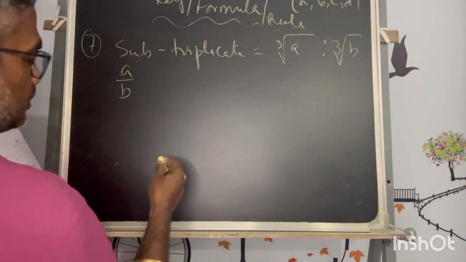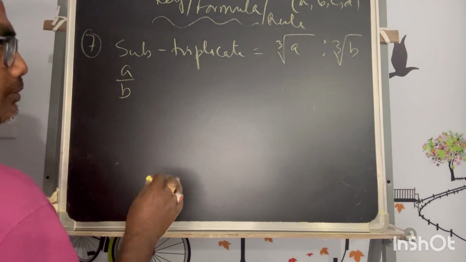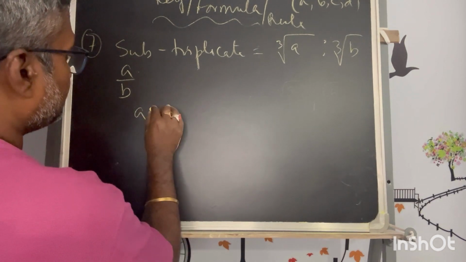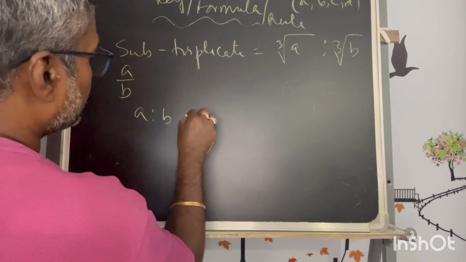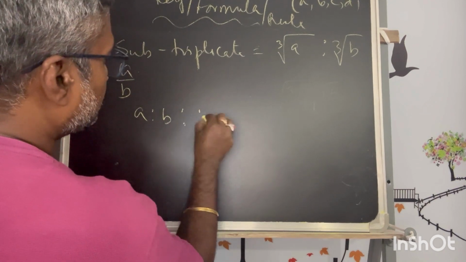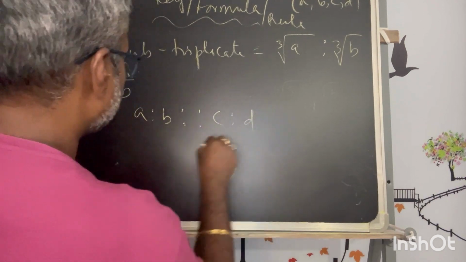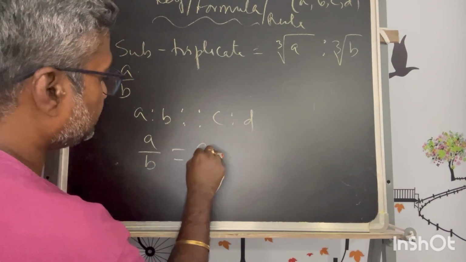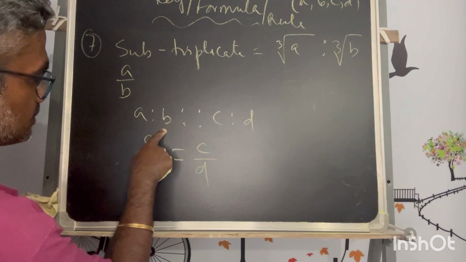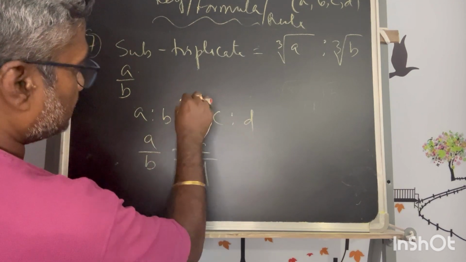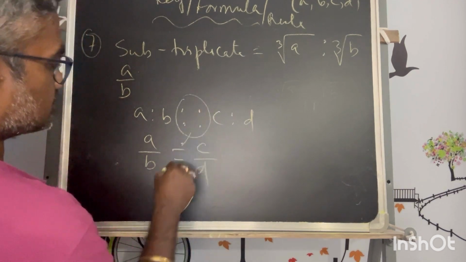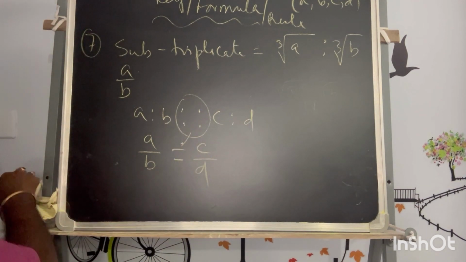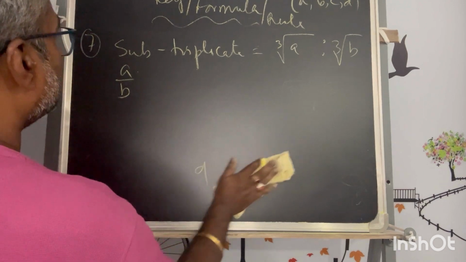One more thing, the representation of the proportion. If I say a is to b double colon c is to d, that means it is the same as a by b is equal to c by d. So that means a by b is in the same ratio in proportion to c by d, which can be signed as this. The double colon means the equal sign, in mathematics or in ratio and proportion.